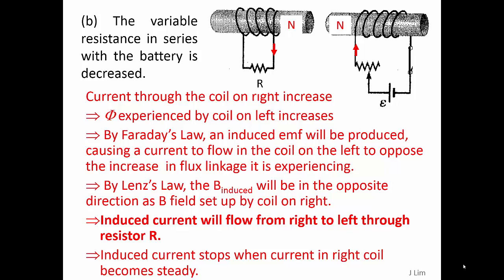By Lenz's law, the induced magnetic flux density will be in the opposite direction as the magnetic field set up by the coil on the right. Induced current will flow from right to left through the resistor R. Induced current stops when current in the right coil becomes steady.